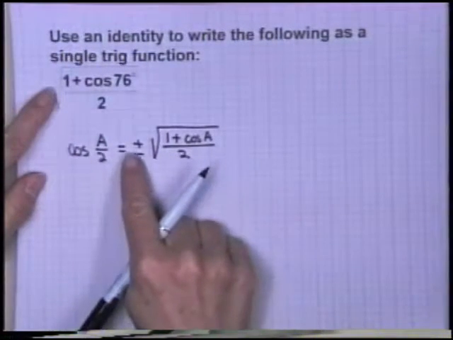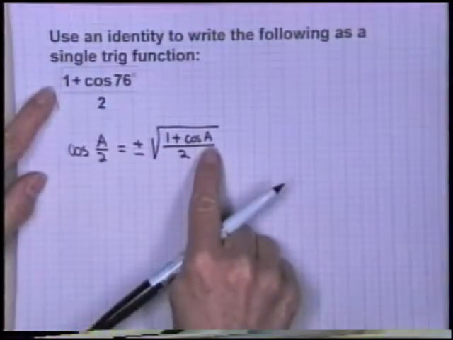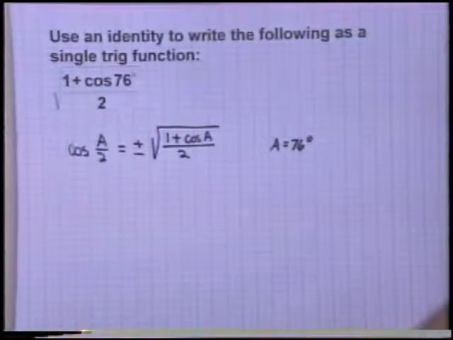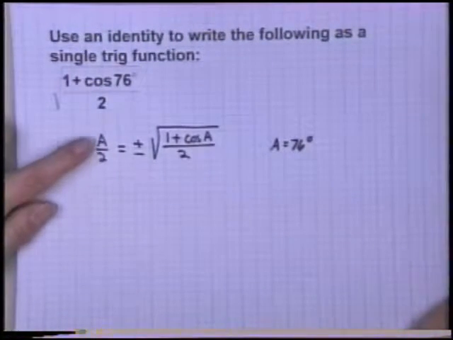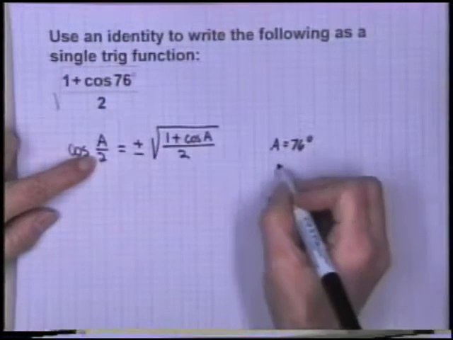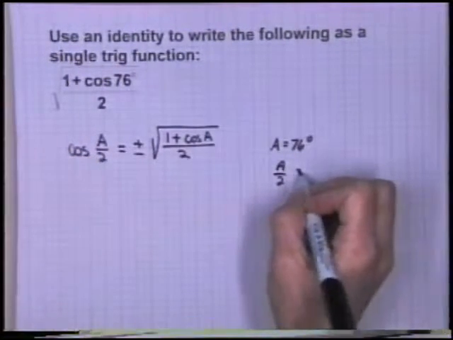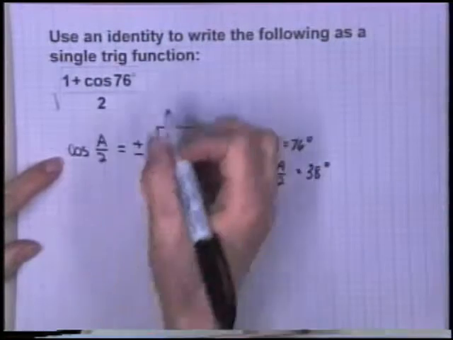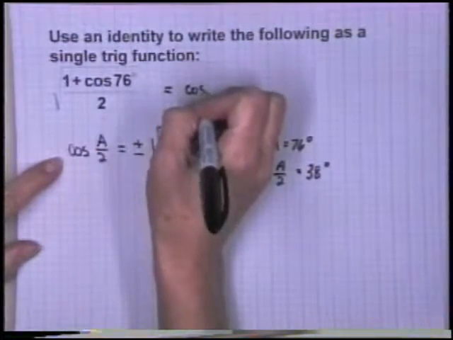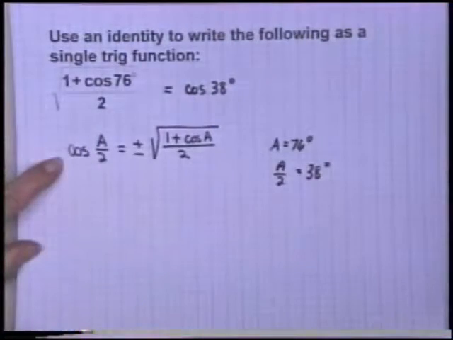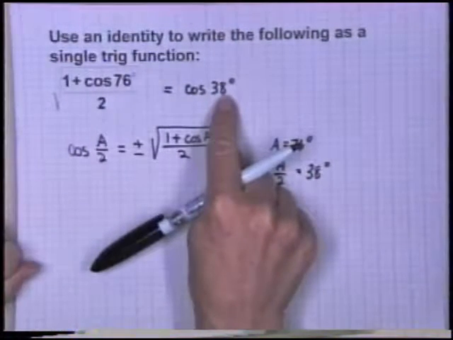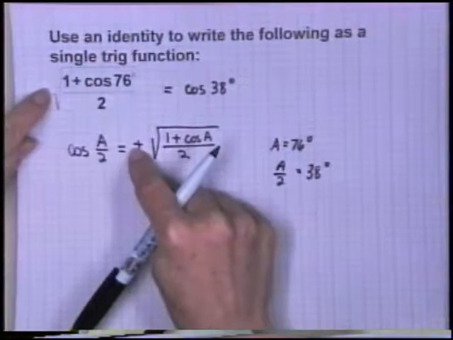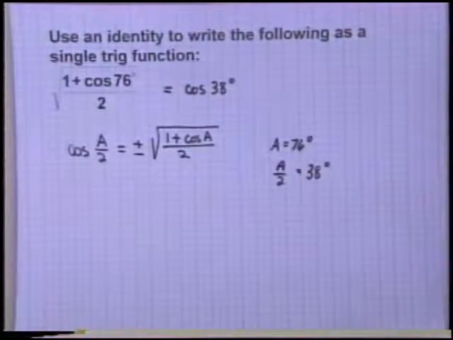So we're going to fit into this formula. We have the plus sign and we have this sign. So in our problem, A is 76 degrees, isn't it? So what do I want to do to get over here? I want to take my A and divide by 2. Well, A divided by 2, let's see, that's going to be what, 38 degrees? Okay, so we know that this is equal to the cosine of 38 degrees. Now notice 38 degrees is in quadrant 1, and so in quadrant 1 we would choose the plus sign because our cosine is positive in quadrant 1.